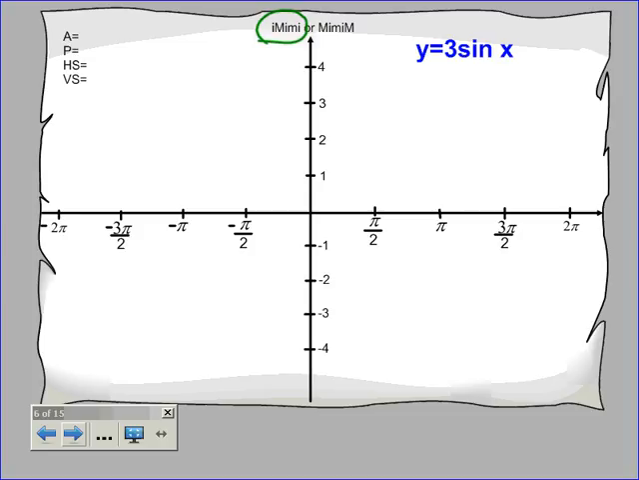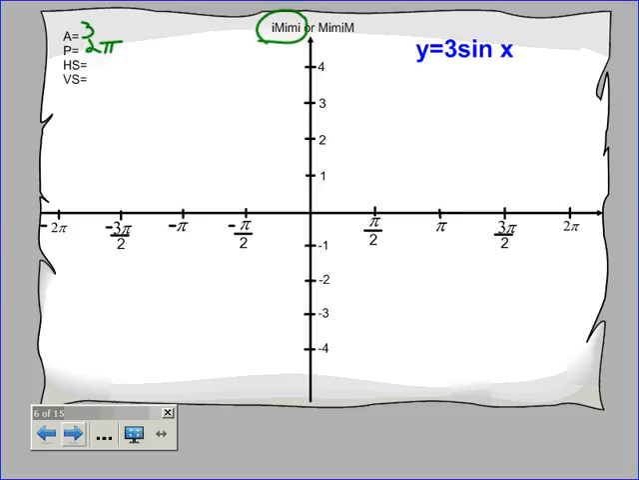A stands for amplitude. And in this equation, what's the amplitude? Amplitude is 3. P stands for the period. A period is that formula, 2 pi over b. Look at the equation. What's the number in front of x? It's a 1. So 2 pi over 1 is 2 pi. So the period is just 2 pi.